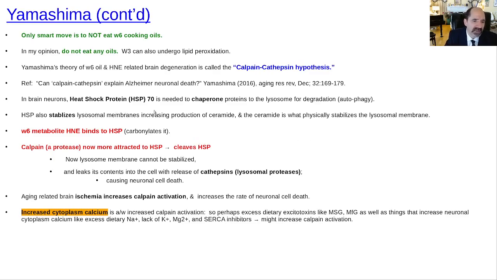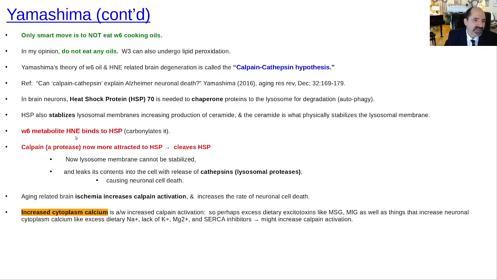HSP also stabilizes lysosomal membranes because it increases production of ceramide. And it's actually the ceramides, a type of fat, which helps maintain those lysosomal membranes strong so they don't break apart. Very important, lysosomal membranes don't break apart because they're full of very concentrated digestive substances, if you will.